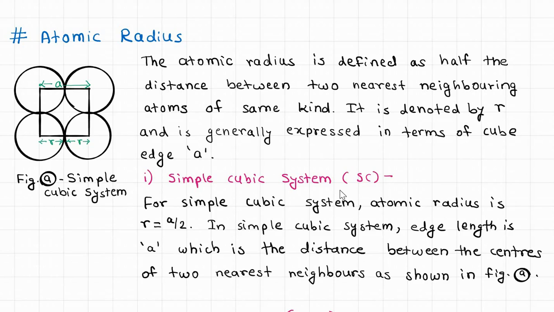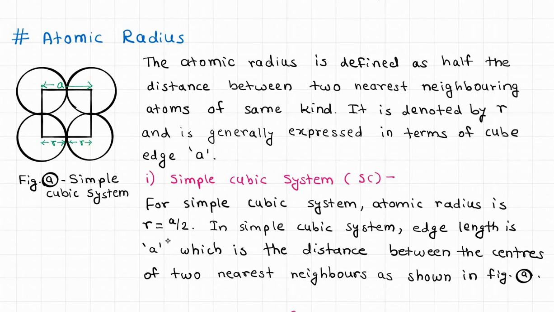Then the first one is simple cubic system. For simple cubic system, see in figure, the atomic radius of this atom is R. This atom's atomic radius is also R and the edge is a. So, twice R is equal to a. Therefore, R is equal to a by 2.